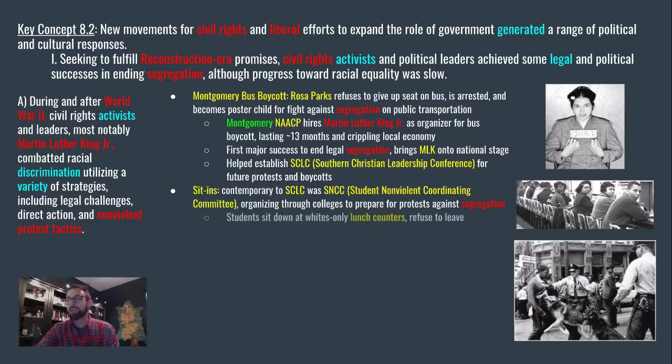One of their major steps forward and strategies they used were sit-ins. Basically, lunch counters back then were kind of like the way to get fast food. They would be attached to drugstores or grocery stores, and it was a place to get a sandwich, to get lunch really quickly. They were segregated, though.